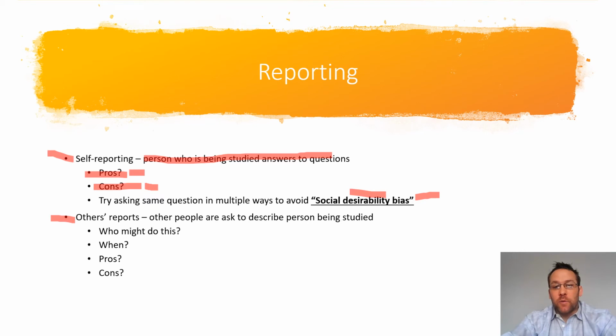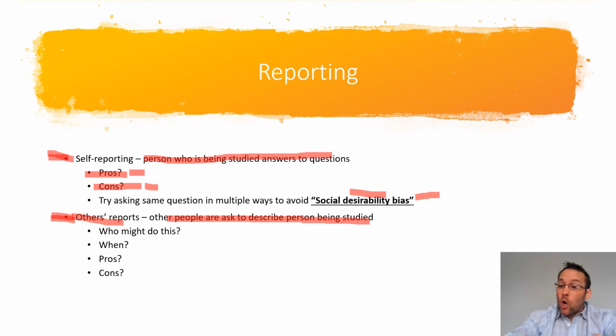There's no right answer with regard to whether you should do self-reporting or other reporting, but what you could do is a triangulation. So let's talk about other reporting. We'll talk about the triangulation stuff in a second here. All right. Other reporting. Other people are asked to describe a person who's being studied.